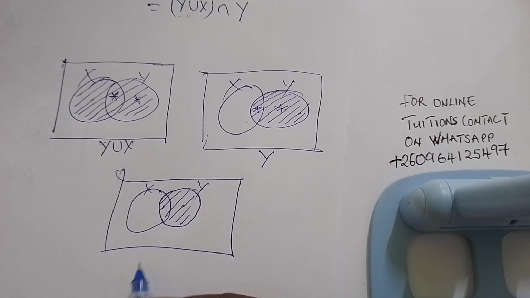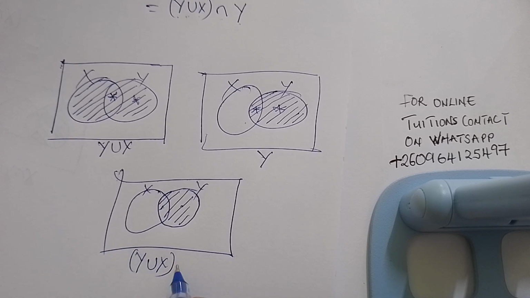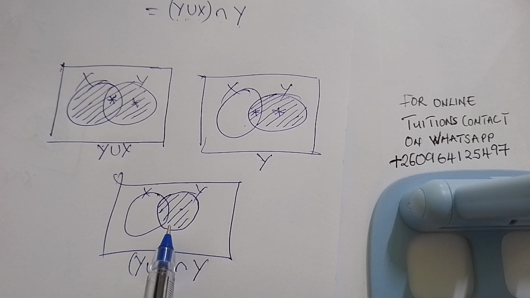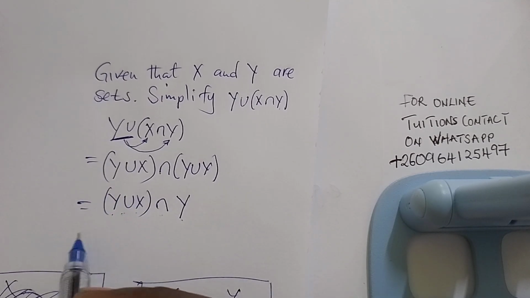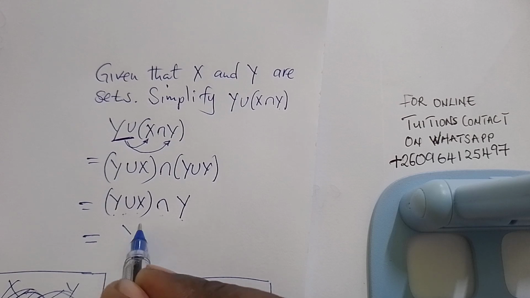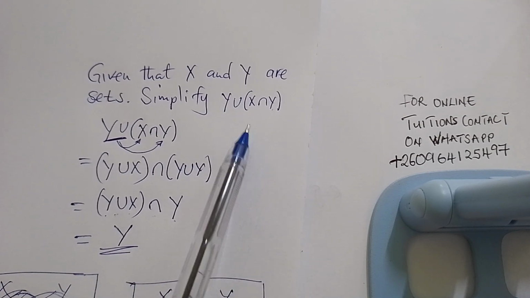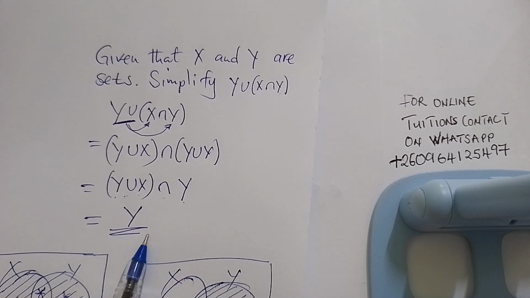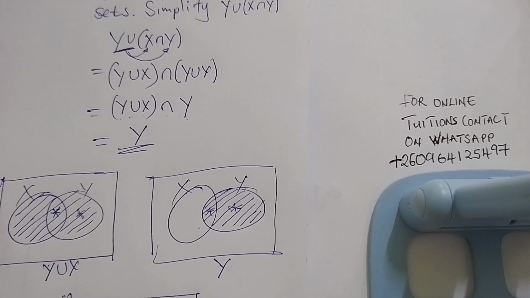What we have shaded here is y union x intersection y, which is just y. So in this case, if we're simplifying this, when you reach this stage, this is the same as saying y. So we have simplified this: y union x intersection y is the same as y, by using this information that we have here.